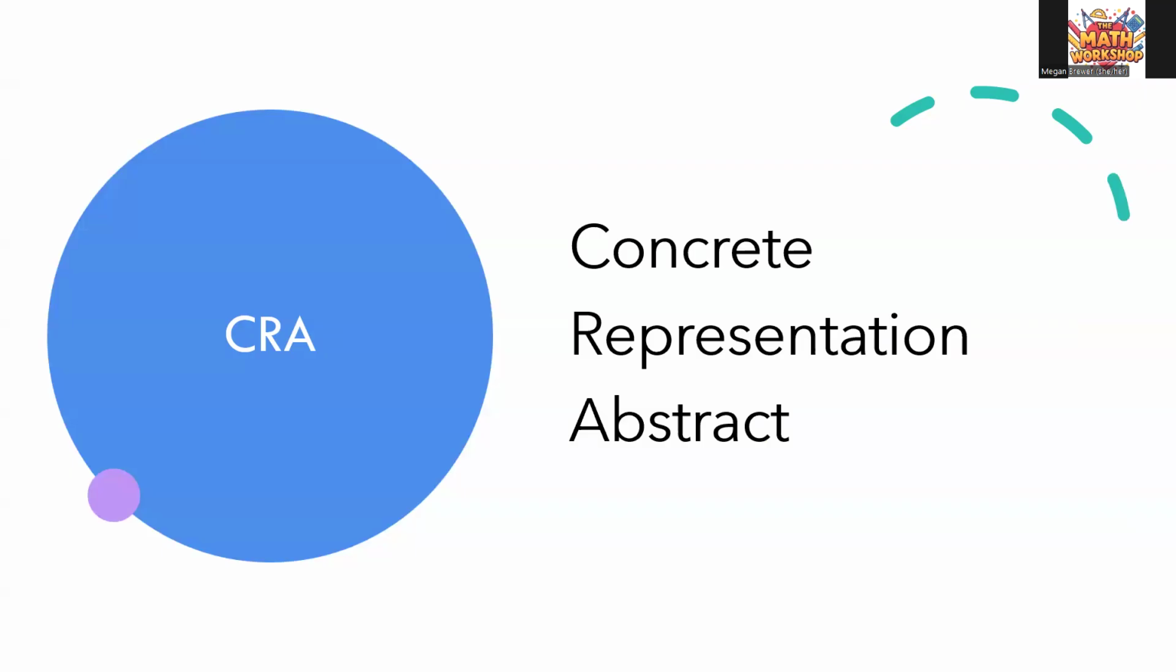The CRA model is a three-stage learning process where students first experience concepts with concrete objects, then move to pictorial representations, and finally to abstract symbolic notation. That's using numbers and symbols, equations, greater than, less than, all of that. While Bruner's ideas laid the foundation, the CRA model was further developed and popularized in the 1980s, with Singapore's Ministry of Education adopting it as a key teaching strategy.